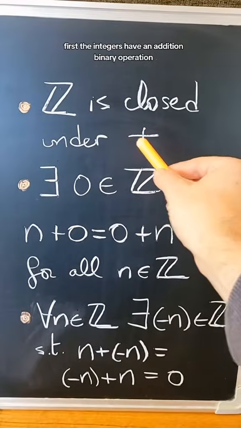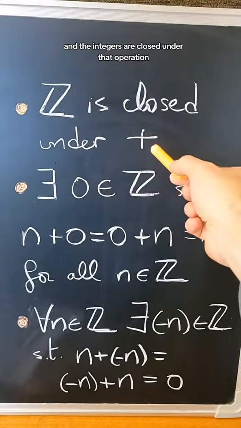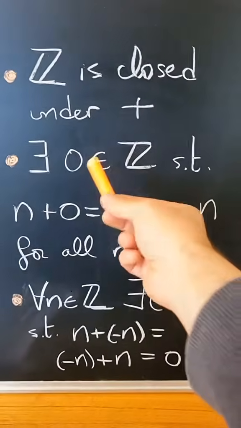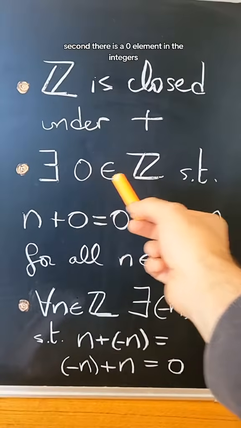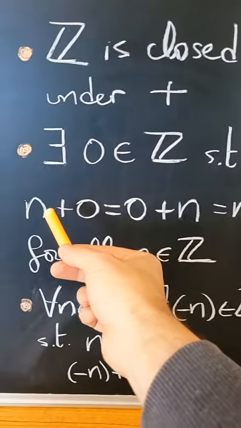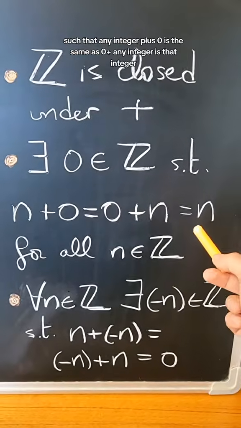First, the integers have an addition binary operation, and the integers are closed under that operation, so the sum of two integers is an integer. Second, there is a zero element in the integers, a neutral element with respect to addition, such that any integer plus zero is the same as zero plus any integer is that integer.